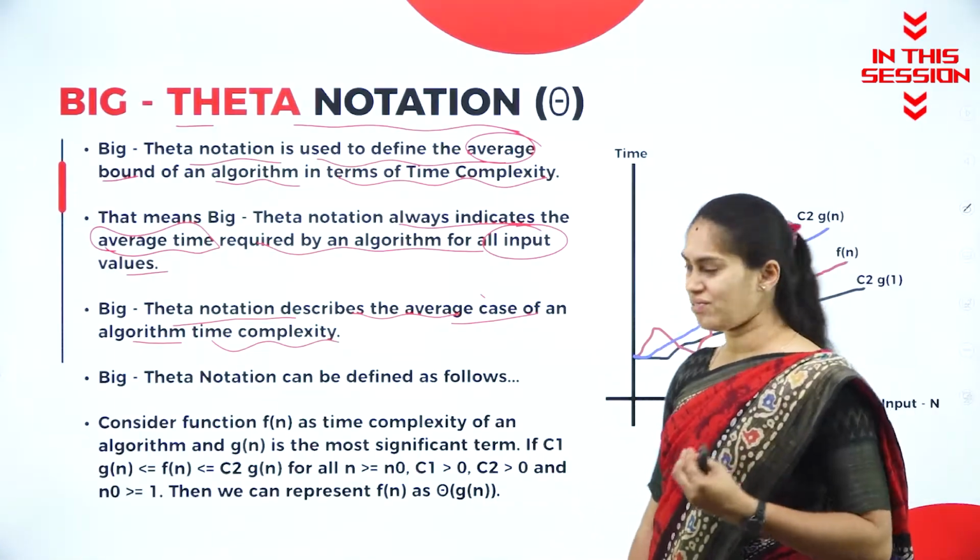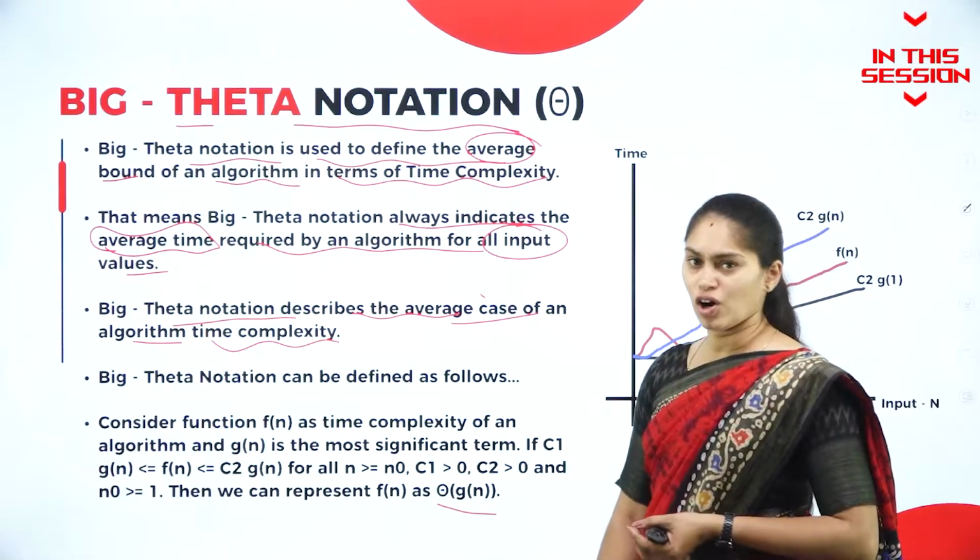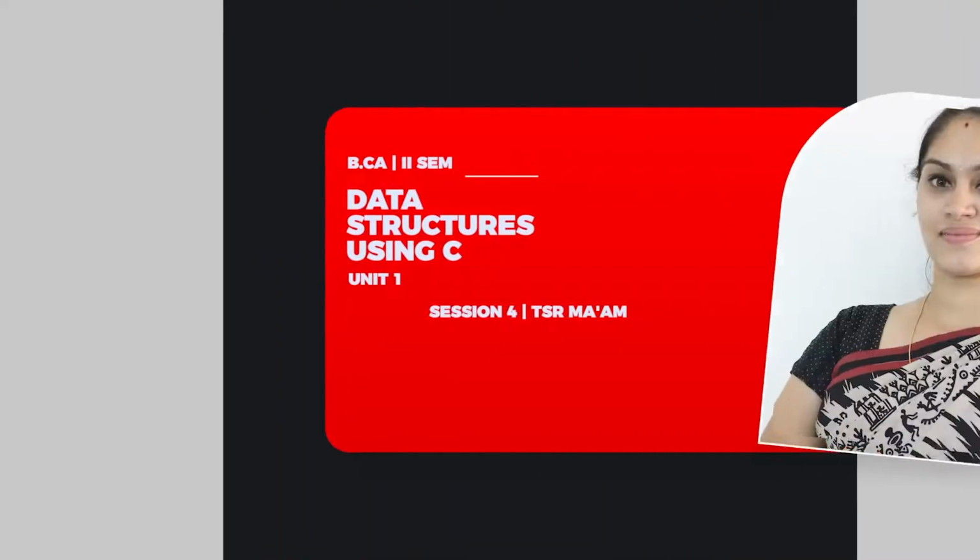How are we going to define this big theta notation? It will be in terms of theta of g of n.